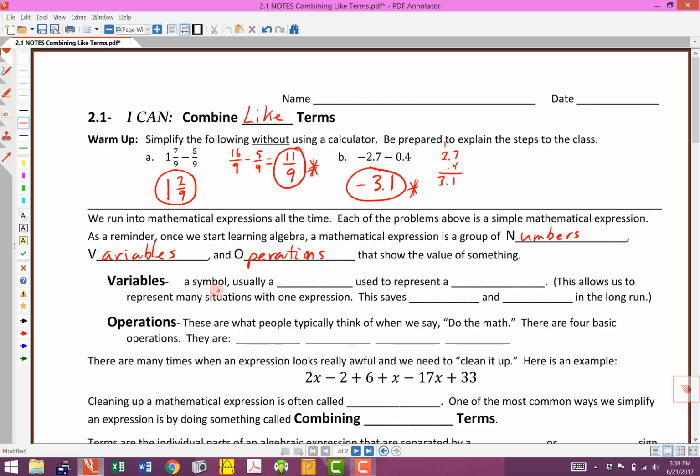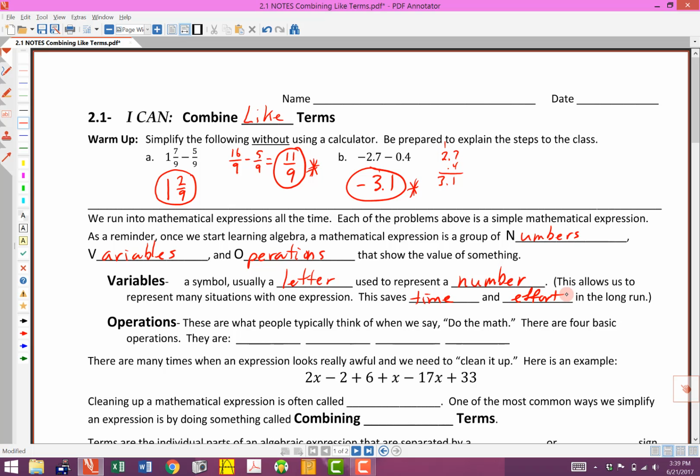A variable is a symbol, usually a letter. They're just really convenient symbols that are used to represent a number. And sometimes people say they're used to represent an unknown number. That's totally okay if you want to think of it that way. The nice thing about what variables do for us is they allow us to represent many situations with one expression. And what this does is it saves us a lot of time and a lot of effort in the long run.